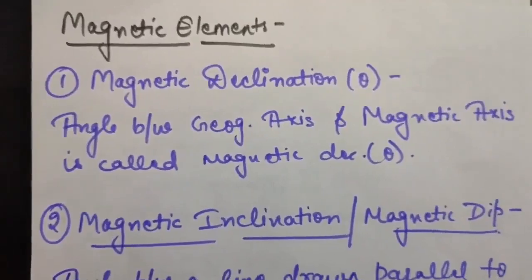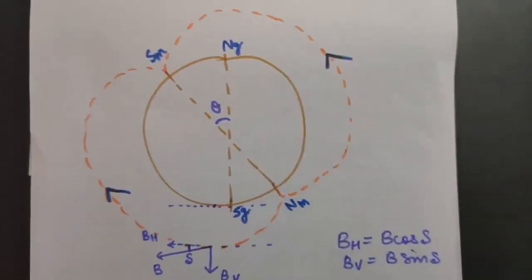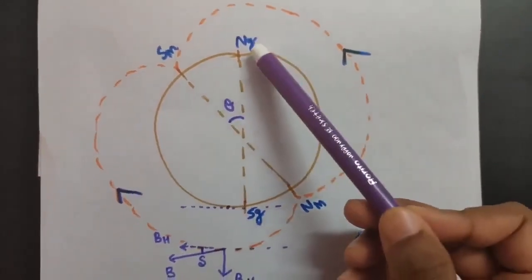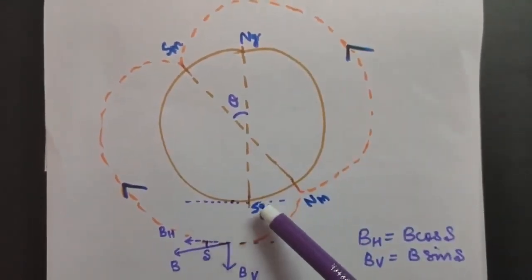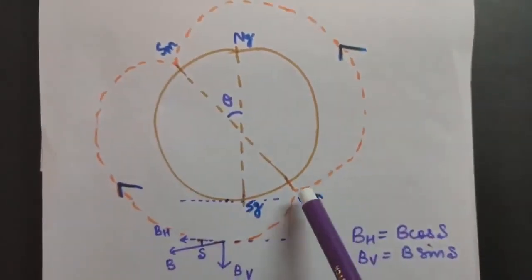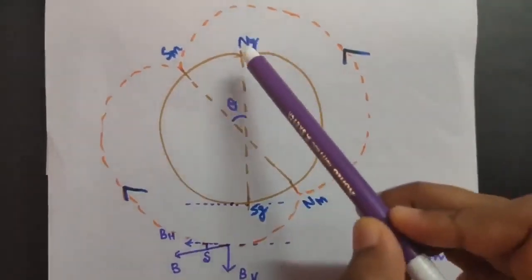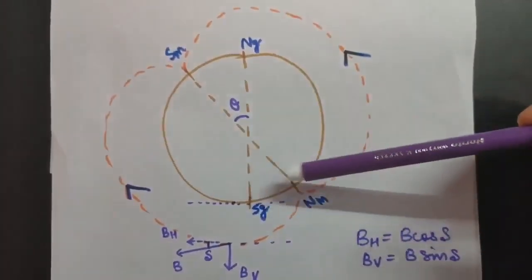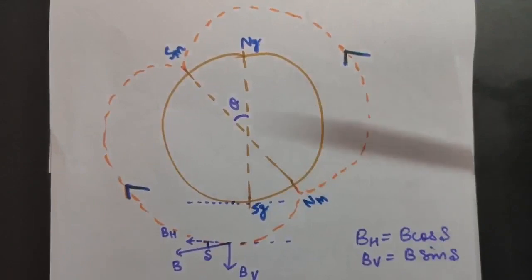Before starting that, first of all, look at this diagram. This circle is representing our Earth. This is your geographical North Pole. This is your geographical South Pole. This is your Earth's magnetic pole. These are the magnetic poles, and these are the geographical poles. Now, this is the geographical axis, and this is the magnetic axis. I have already told you this in the last lecture.